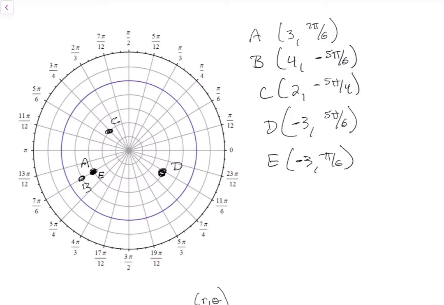So this last point, the last ordered pair that we plotted, brings up the point that an address or a label in the polar plane is not distinct. So we have point A and point E representing the same plotted point in our plane. So we have two different labelings, two different ordered pairs that address the same point in the plane.